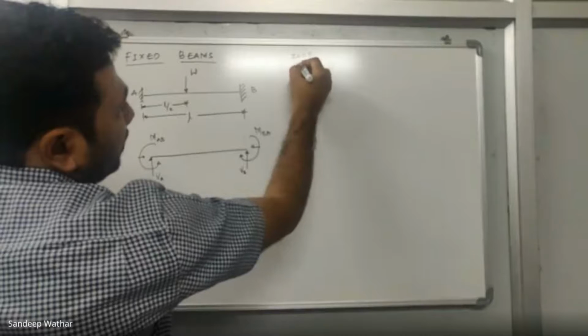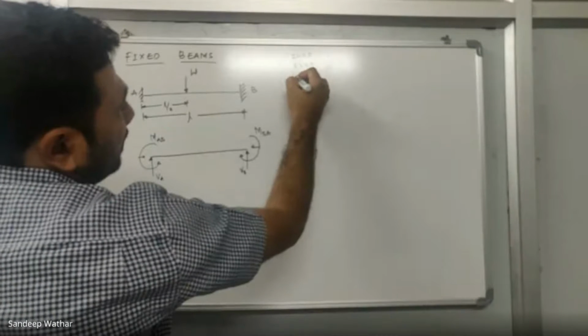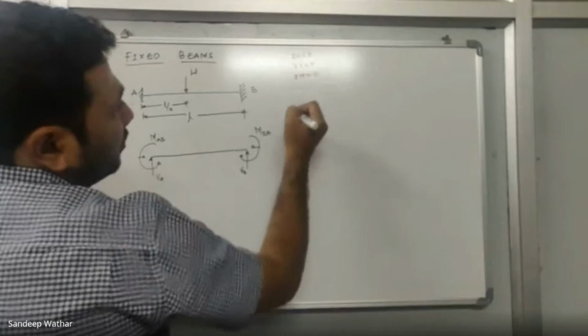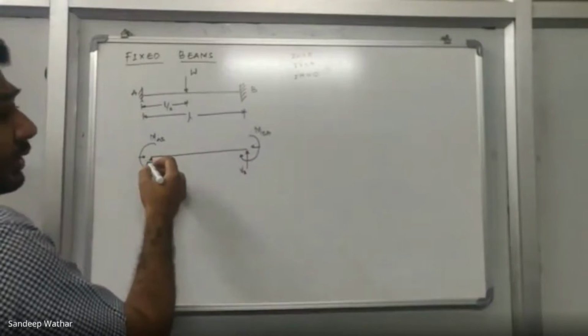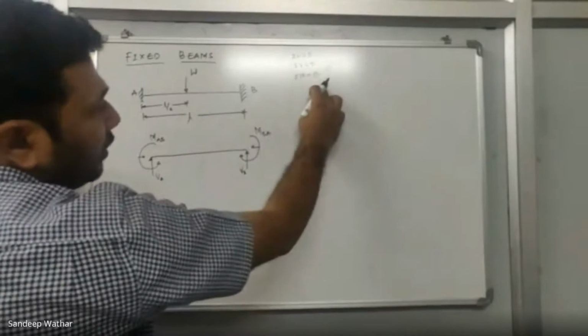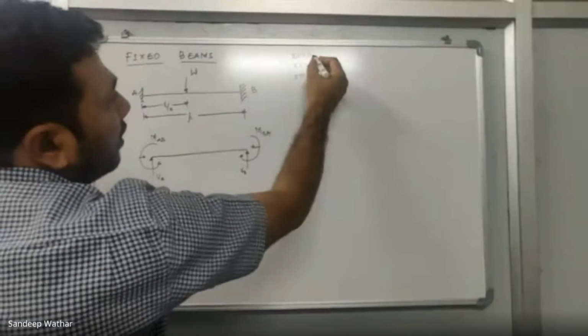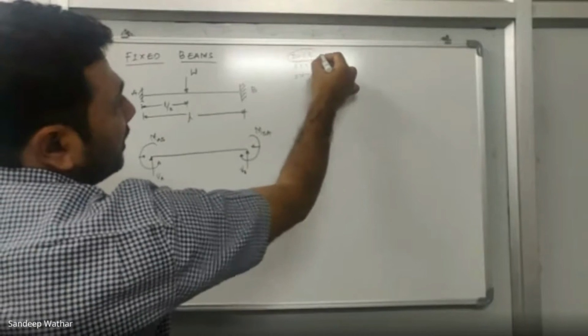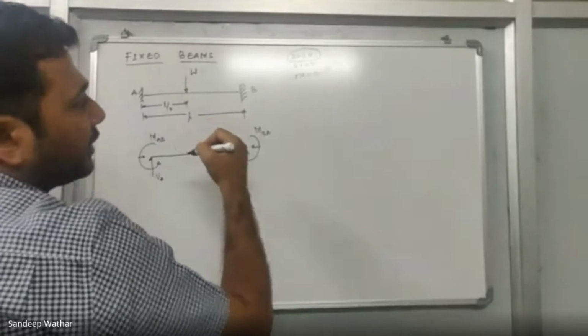Sigma H equal to 0, sigma vertical force equal to 0, and the summation of moment at any point should be equal to 0. Either you can take the summation of moment at A or at B, it should be equal to 0. So first of all, let me eliminate this equilibrium equation. Why am I eliminating this equilibrium equation?